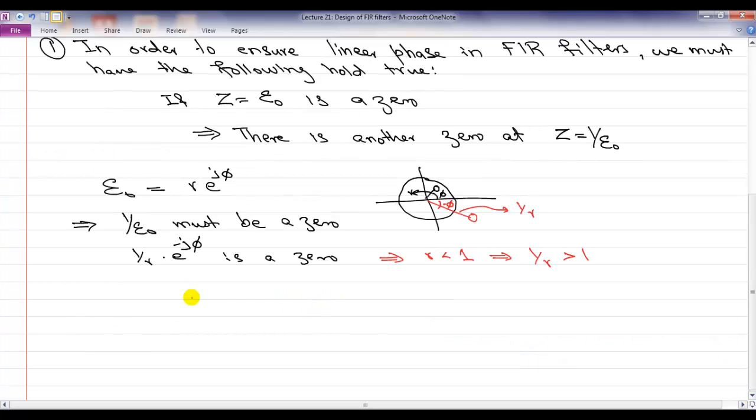Now, what if r equal to 1? This means that 1 over r, of course, is equal to 1. So if you have a zero on the unit circle, if you have a zero here, for example, so this is your phi, then you will have another zero on the unit circle, and this will be minus phi.